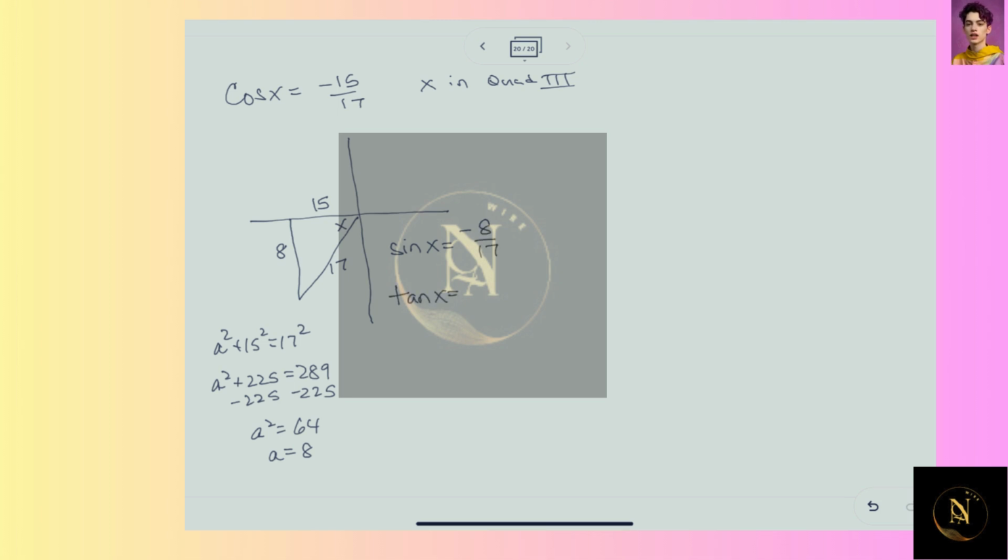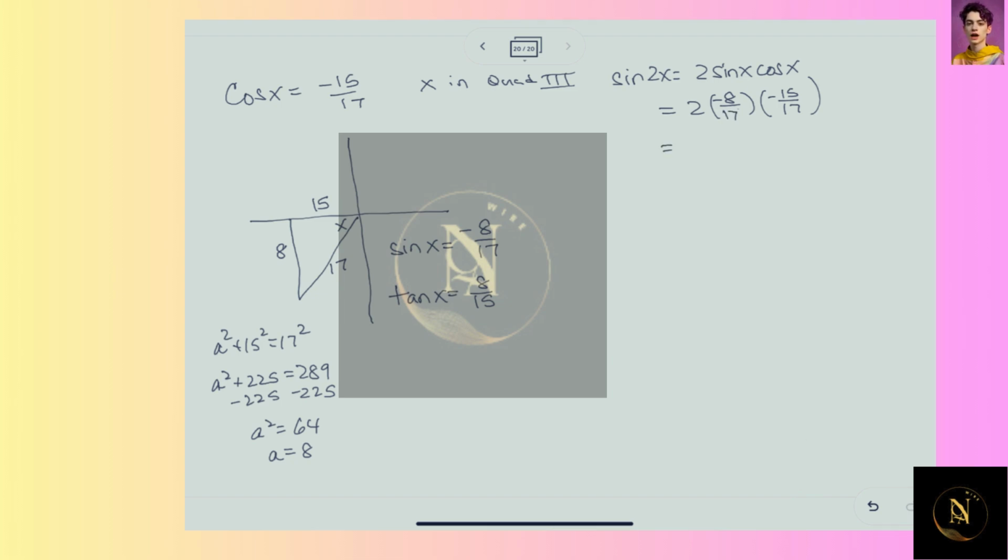Tangent is opposite over adjacent. Positive, again, because it's in quadrant 3. To get the sine of 2x, that's 2 times the sine times the cosine. Sine is 8 over 15. Negative 8 over 15, rather. Cosine is negative 15 over 17. Sorry, negative 8 over 17 times negative 15 over 17.